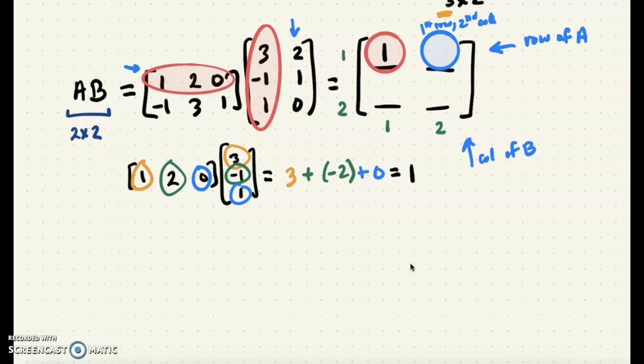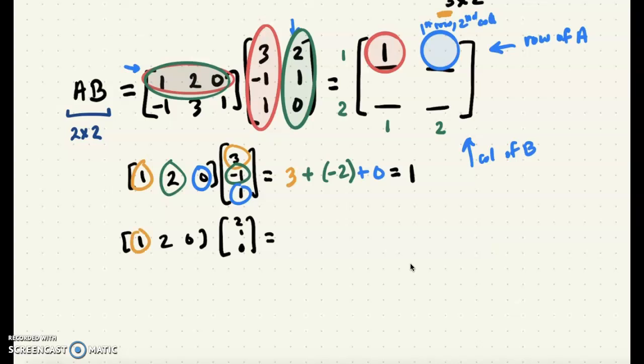We're now going to compute the dot product of the first row of A times the second column of B. It's 1, 2, 0 times 2, 1, 0. So now we have 1 times 2, that gives us a 2, plus 2 times 1, that gives us a 2, plus 0 times 0, plus 0. So we get a 4. So in this spot we'll have a 4.